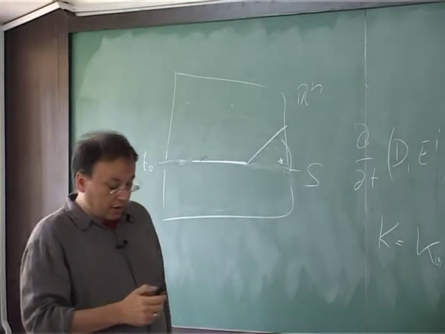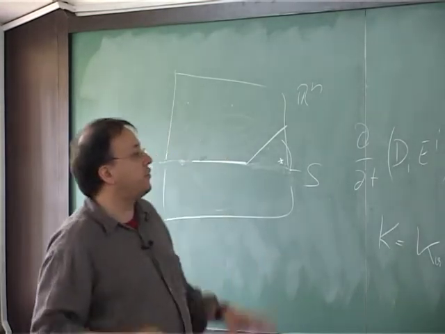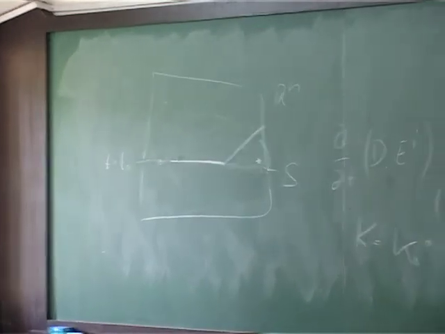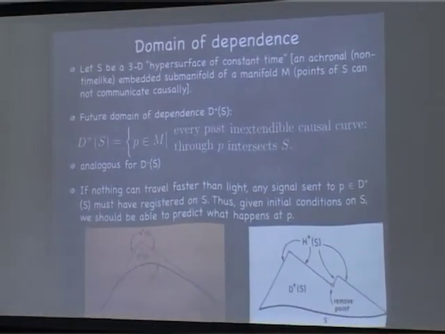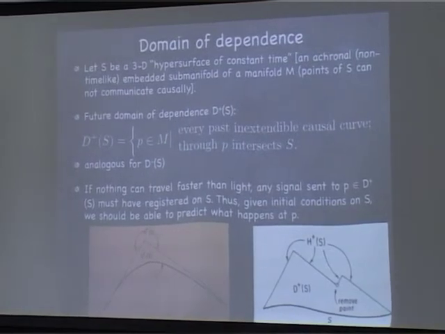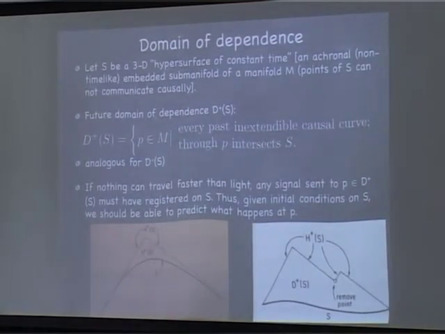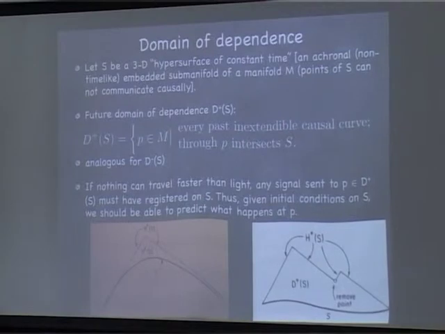All right, so let's start with this idea. S is this 3D hypersurface of constant time. If you want to make it more technical, it's an achronal, non-time-like, embedded submanifold of a four-dimensional manifold M, which means that the points of S cannot communicate with each other, right?